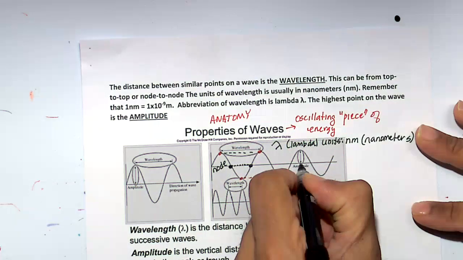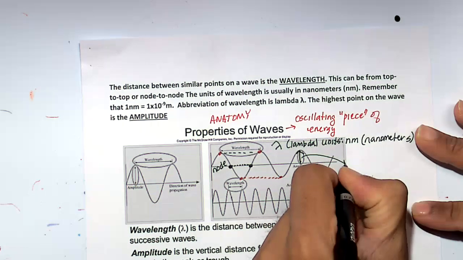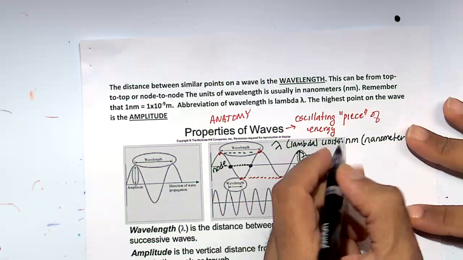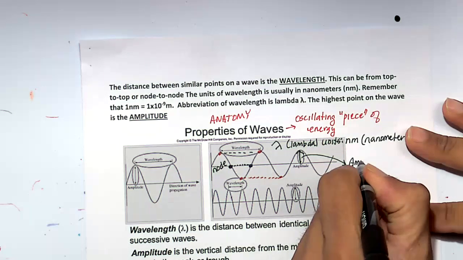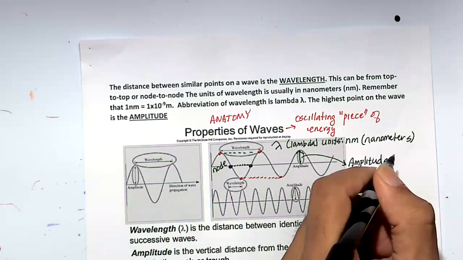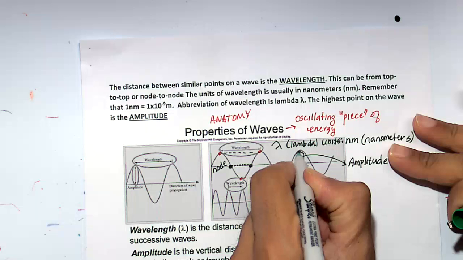The highest point of the wave, the magnitude of this, is called the amplitude. Where the wave hits the topmost part, that is amplitude. So the higher the amplitude, I guess the bigger the energy, so to speak. So that is the amplitude. Let me highlight that in green.